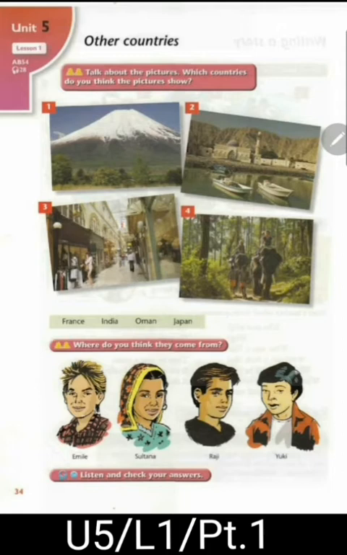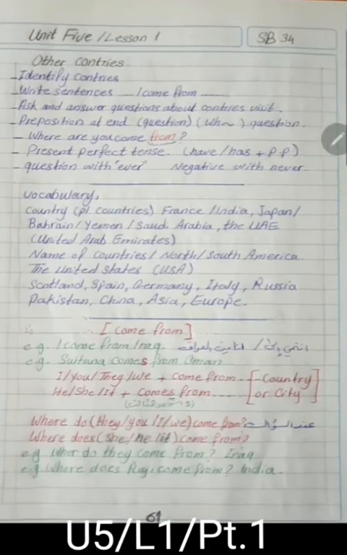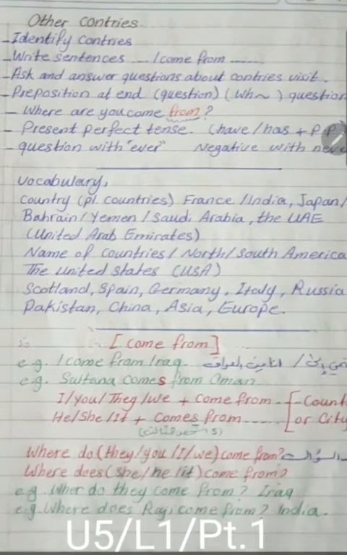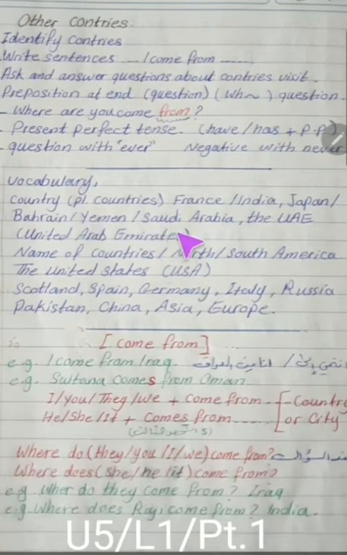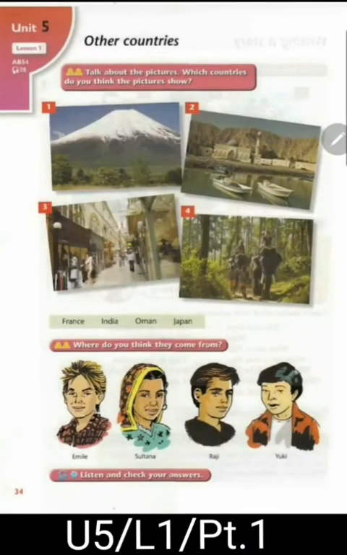The vocabulary. Here we have some vocabulary you know: country, countries, France, which rhymes with dance, India, Japan, Bahrain, Yemen, Saudi Arabia, the UAE, United Arab Emirates, names of countries, North or South America, the United States, USA, Scotland, Spain, Germany, Italy, Russia, Pakistan, China, Asia, and Europe. All right, these are the new words. So back to the main page, page 34.